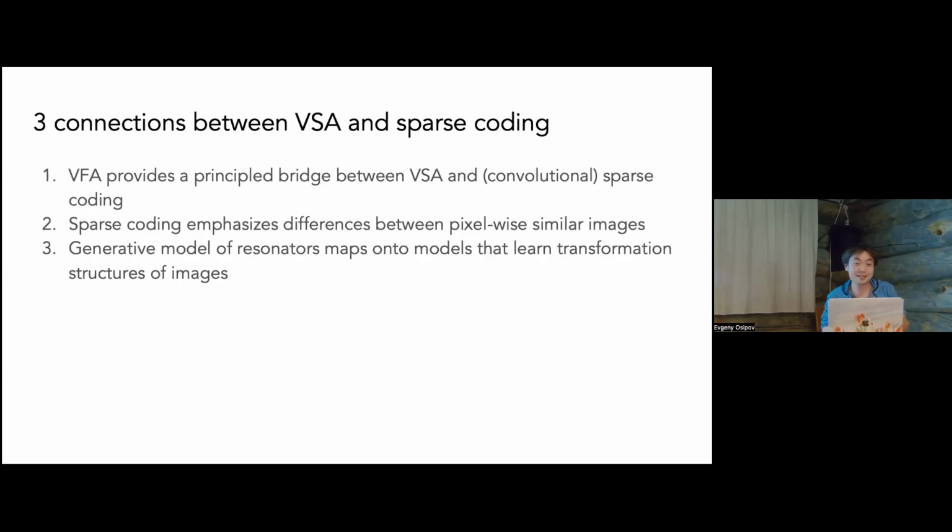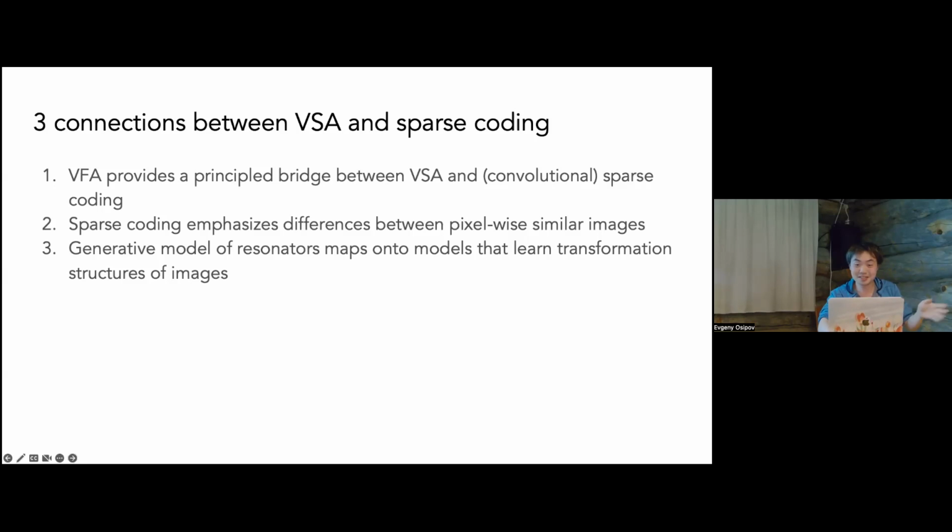So with that, I have these 3 connections again. I just went over the last one, about the generative model to learn these transformations, but also emphasizing that sparse coding is able to help with the resonator. And this is all mathematically possible thanks to HD representations allowing for useful function representations, and this is what the VFA theory hopes to bring out.